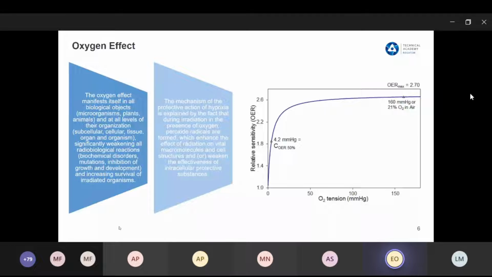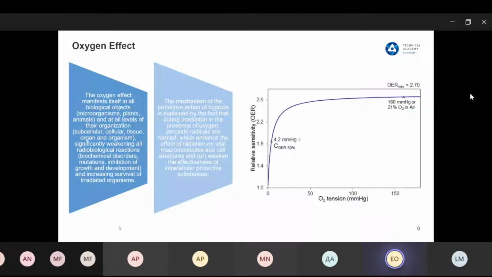organisms. The mechanism of the protective action of hypoxia is explained by the fact that during irradiation, in the presence of oxygen, peroxide radicals are formed which enhance the effect of radiation on vital macromolecules and cell structures and weaken the effectiveness of intracellular protective substances.